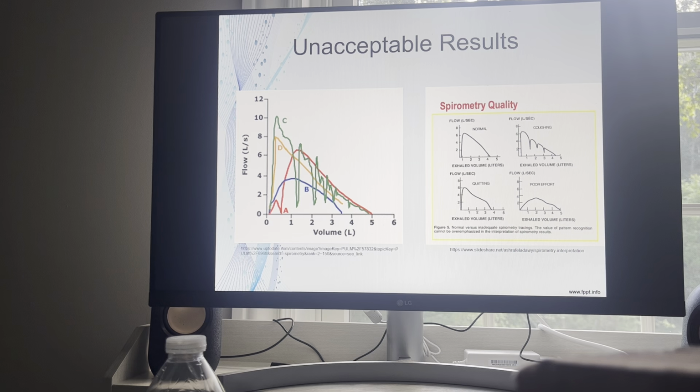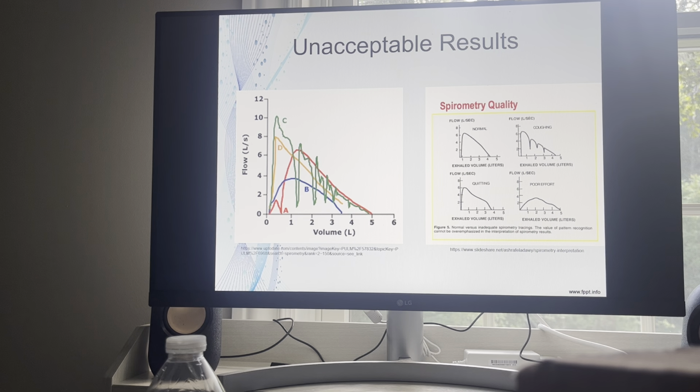A, the red one, is hesitancy. Notice the patient takes a real quick breath and then they breathe again. So it's like, that's not what we want. B is blue. That's just poor effort. Notice there's not even an FEV1. I mean, it's just a slope. That patient isn't even giving a whatever about anything. C is green. That patient is coughing. And then D is orange. That patient started strong and then just kind of gave up.